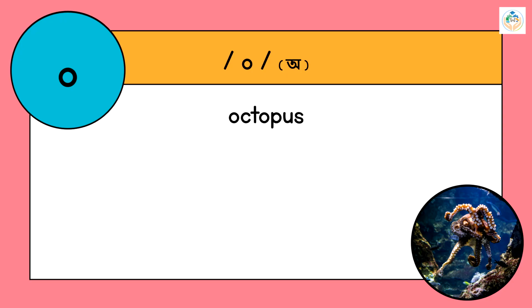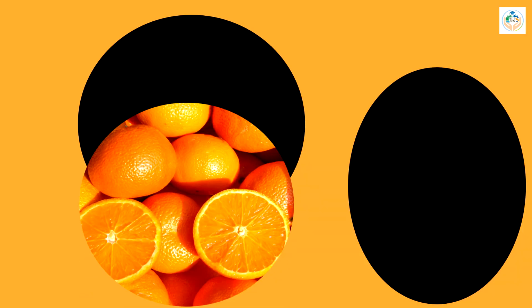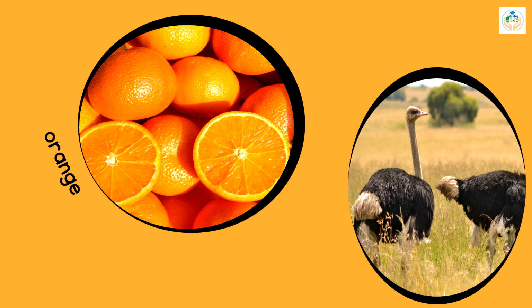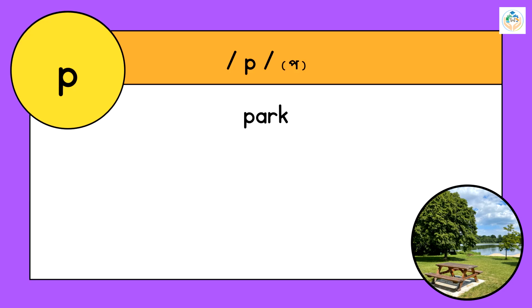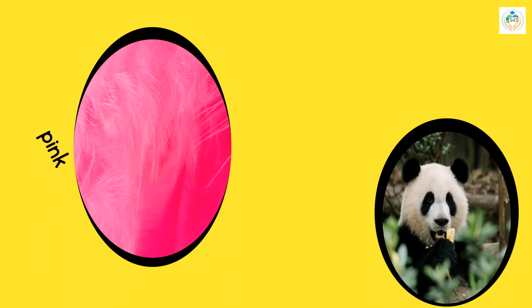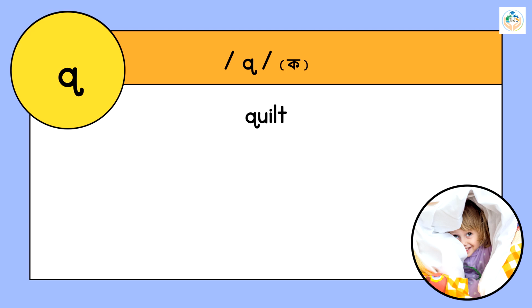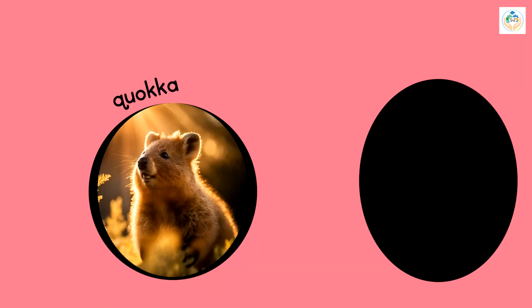Next we have O. O sounds like O. O for octopus. O for orange. O for ostrich. Next we have P. P sounds like paw. P for park. P for pink. P for panda. Next we have Q. Q sounds like cool. Q for quilt. Q for queen.